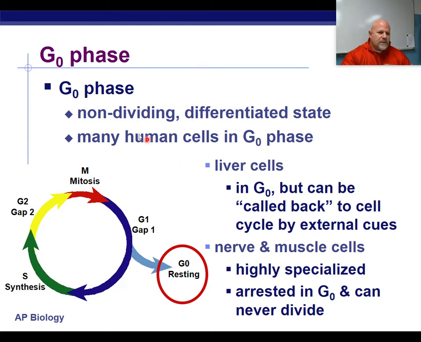Some of our cells are going to stay in this G0 phase. They won't leave G1. So even if they get signals to divide, they're not going to divide. So nerve cells and muscle cells, these are really highly specialized cells, and they arrest in G0. So they get to G0 and then they won't come out of G0 for the rest of your life. That's why nerve damage is permanent.